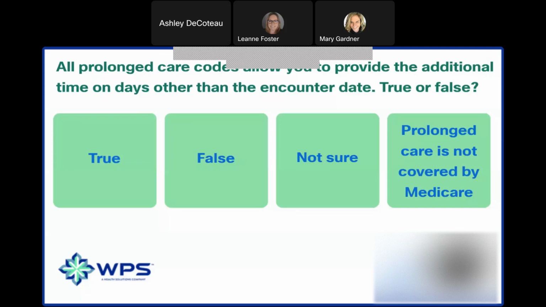One is a resource I pulled up earlier, which was the E&M Services Guide. The other is the Claims Processing Manual, Chapter 12. I've asked Leanne to place a link in the chat, and I'm actually going to pull that up now. You're welcome to grab that link from the chat and follow along.